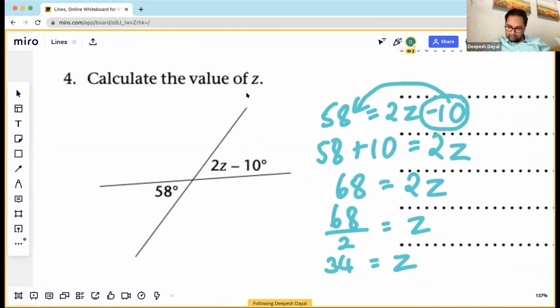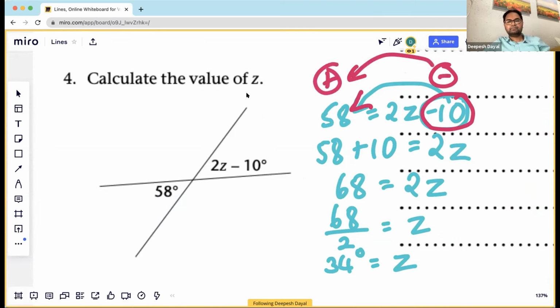Okay. So remember, those of you who gave me 24, when you take this minus over and it goes here, the minus changes to a plus, right? Okay. So yeah, any questions? Yeah? KK?